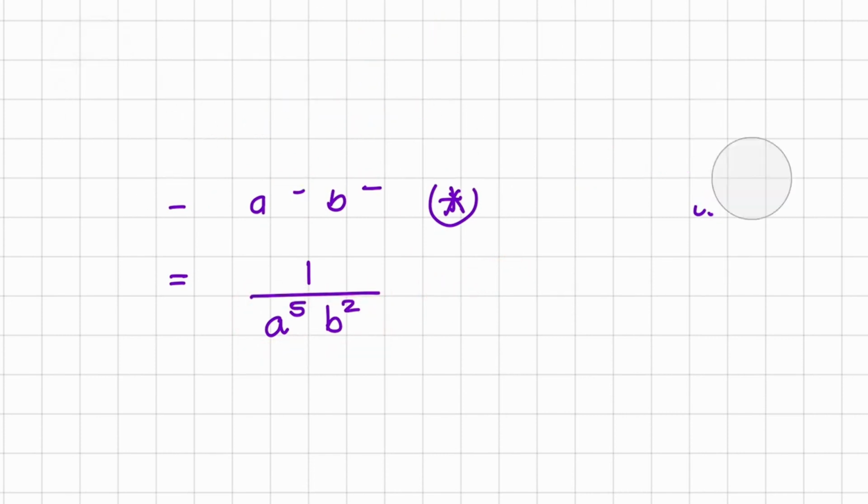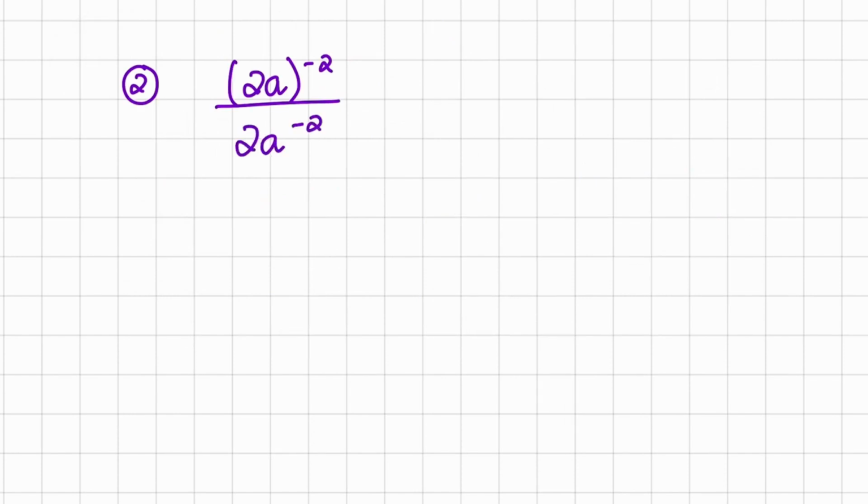Let us look at our second example. So here we have 2a in brackets raised to the power of minus 2. And below the bracket we have 2a to the power of negative 2. Now notice there's a slight difference. In the numerator, everything is raised to the power of negative 2. But in the denominator, only a is raised to the power of negative 2. So let us simplify this.